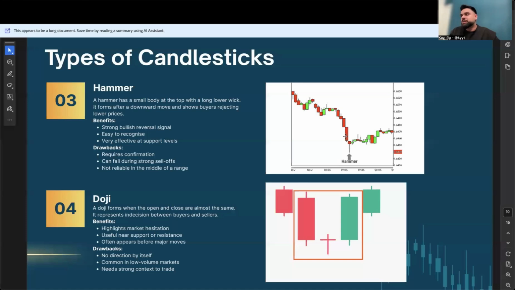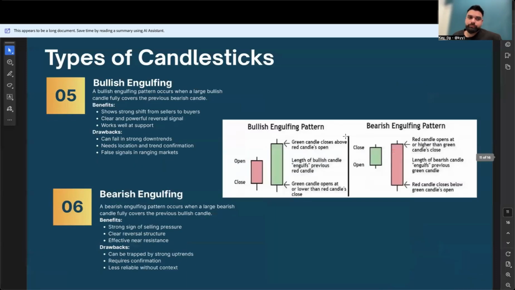Maybe it's a doji because the market has now rejected a certain area, and no one was doing anything at that point because it's a key area. It often appears before major moves. It's very common. Before major moves, it causes hesitation in all the traders, making them think there's nothing there, and then boom, it suddenly moves. But dojis are very dangerous. The drawbacks are: no direction by itself, common in low volume markets, and it needs strong context to trade.